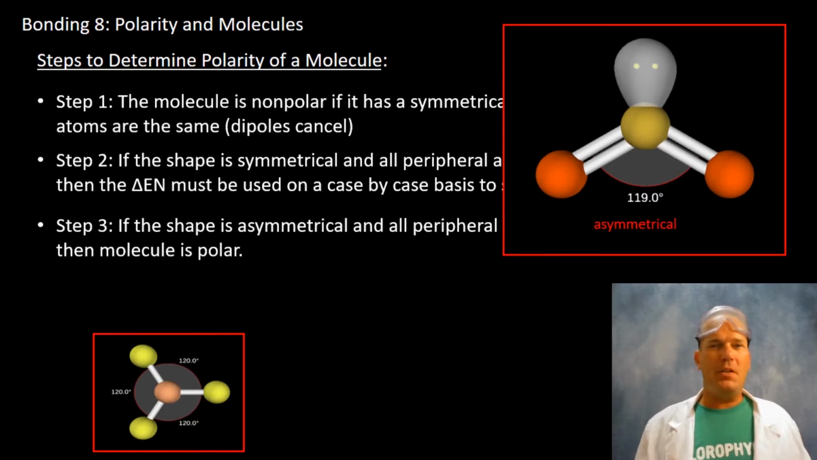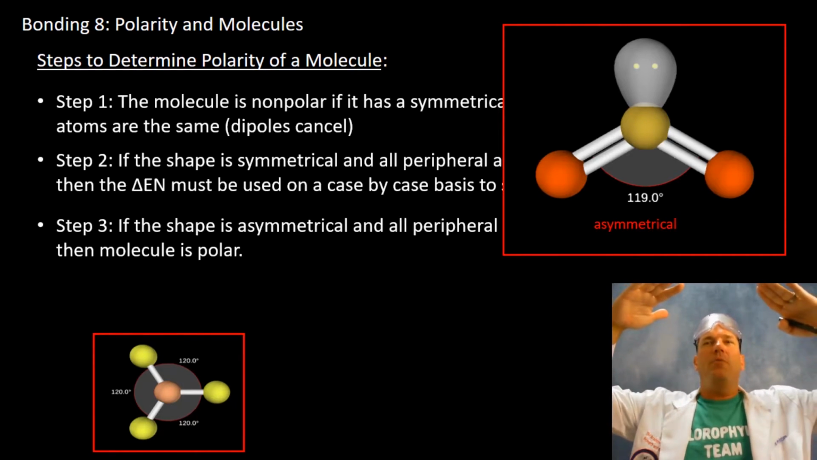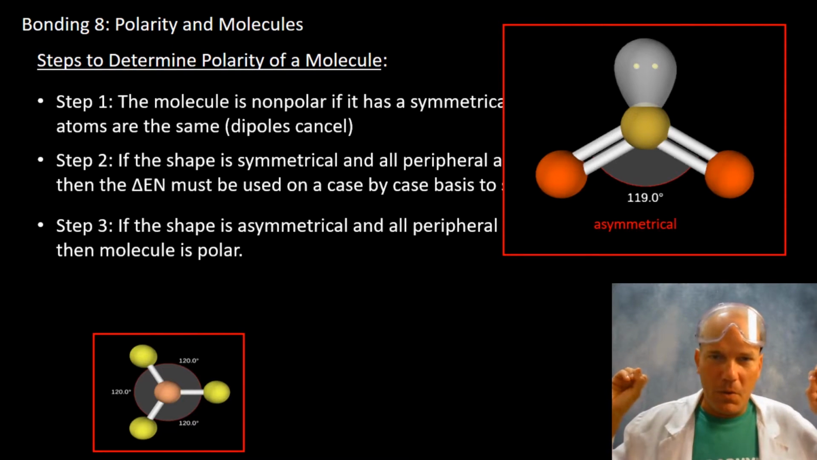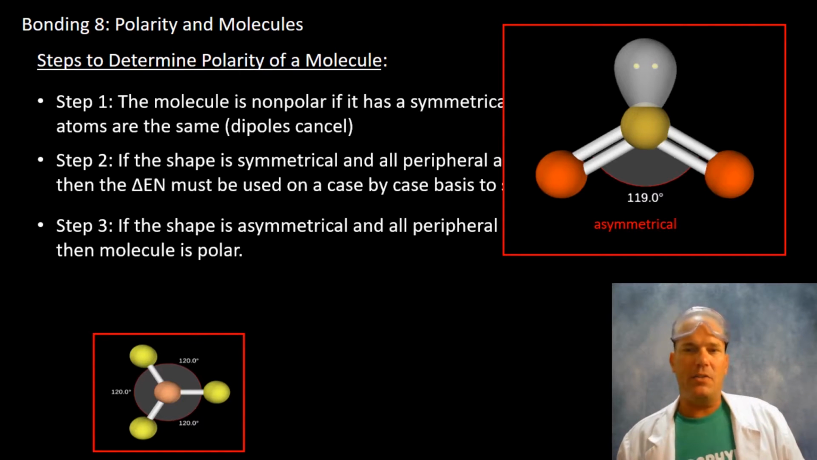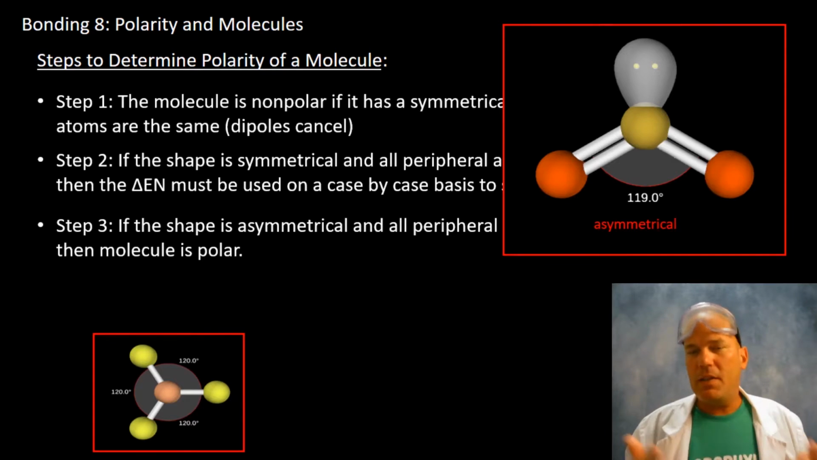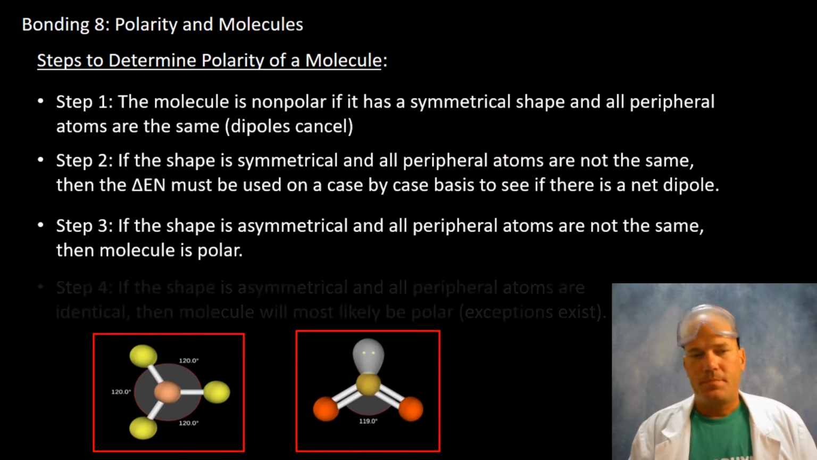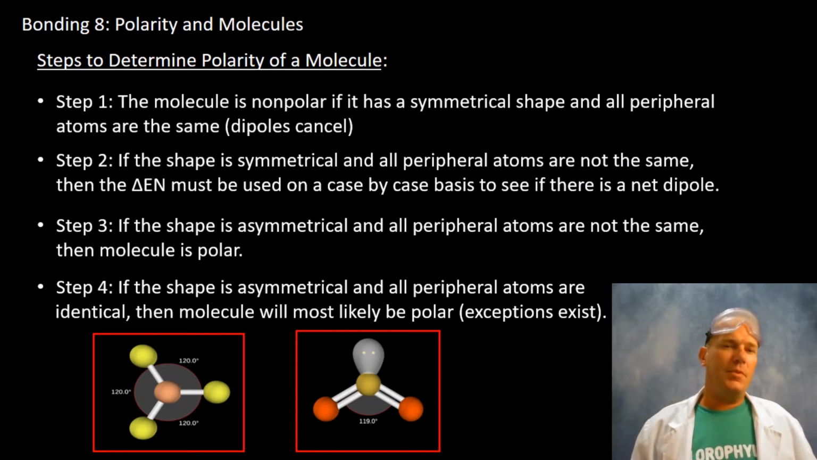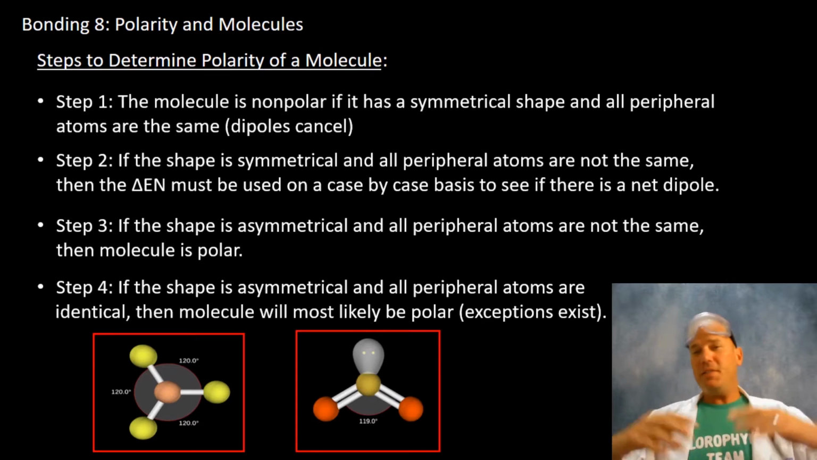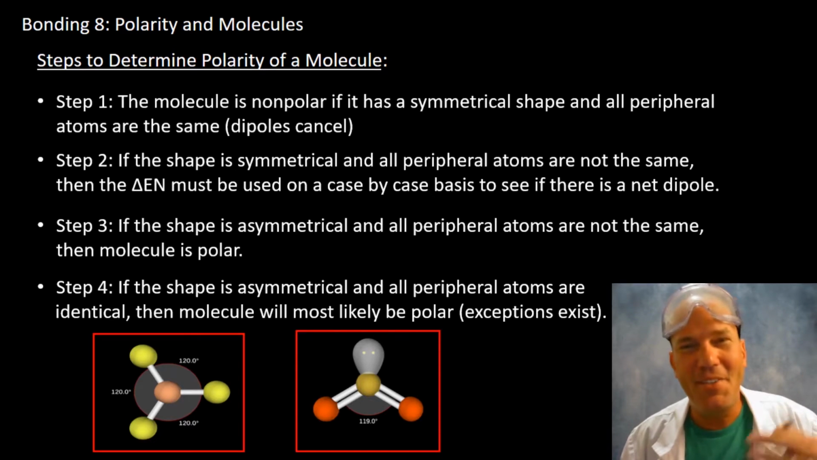All right. So here's an example of an asymmetrical shape. Even though this has a total of 3 electron clouds, it has this structure where it is now bent because of those lone pairs on the central species and that decrease in the ideal bond angle from, say, 120 to, in this case, 119. All right. Step number 4. If the shape is asymmetrical and all of the outer atoms are identical, then the molecule is still probably going to be polar. But there are exceptions that I will get to.